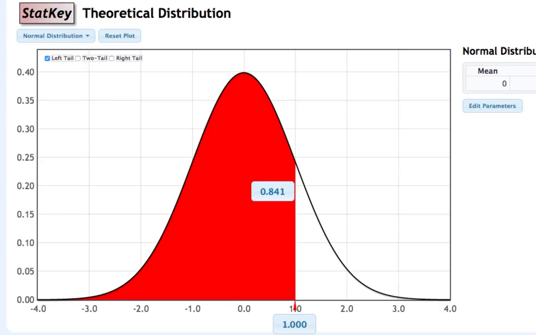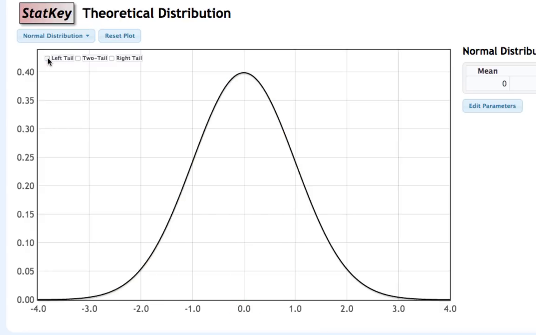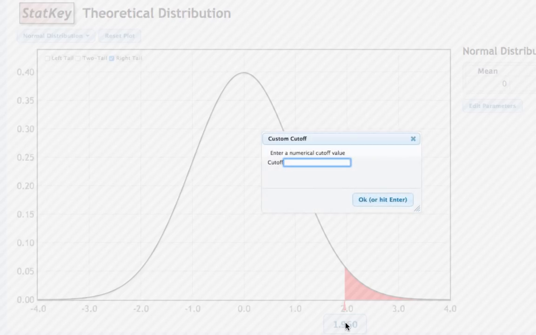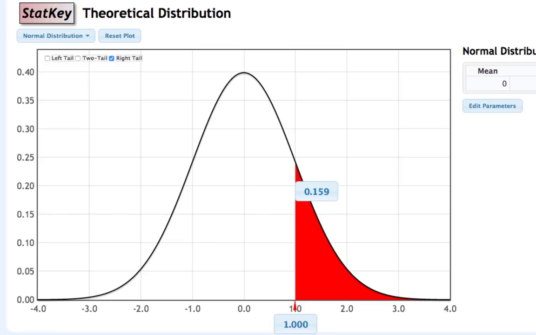Next, let's find the area that's greater than z equals 1. We'll get rid of that left tail that we just worked with, and now we have a right tail probability. Again, the default is to put 2.5% in each tail. We can change this number at the bottom to 1 so that we can find the area under the curve that is greater than z equals 1. This is 0.159.